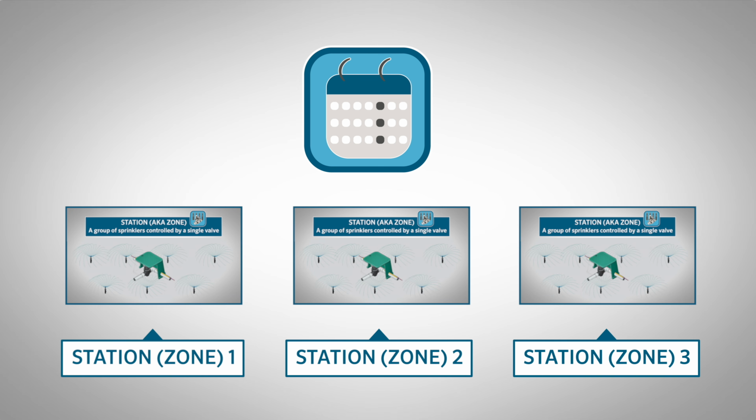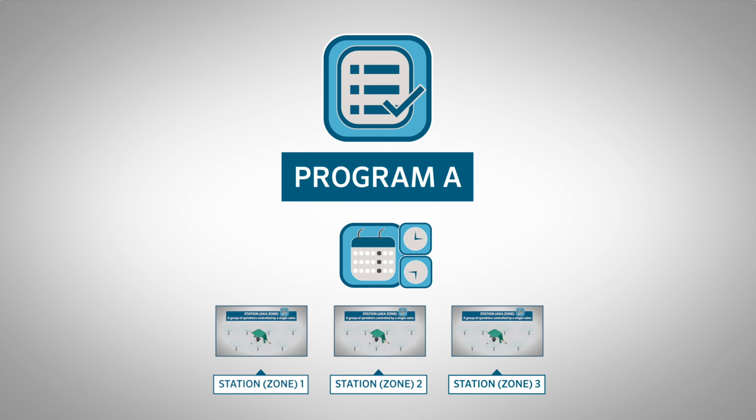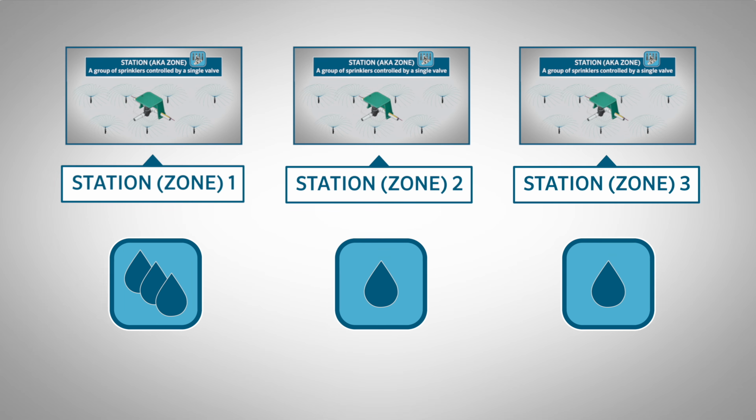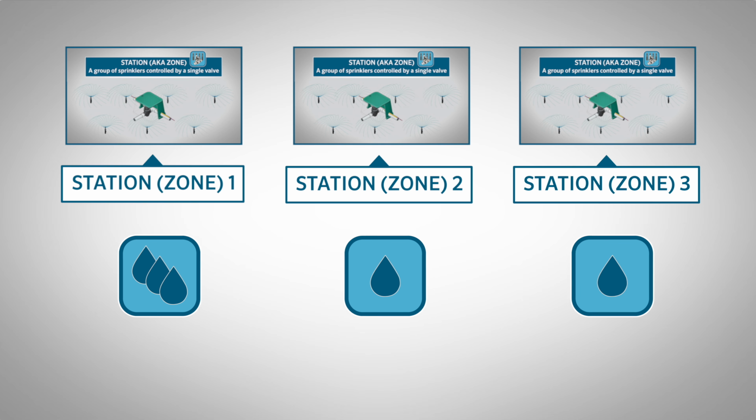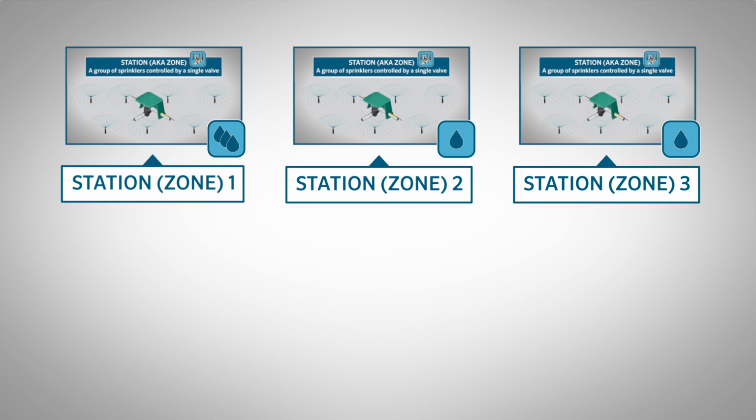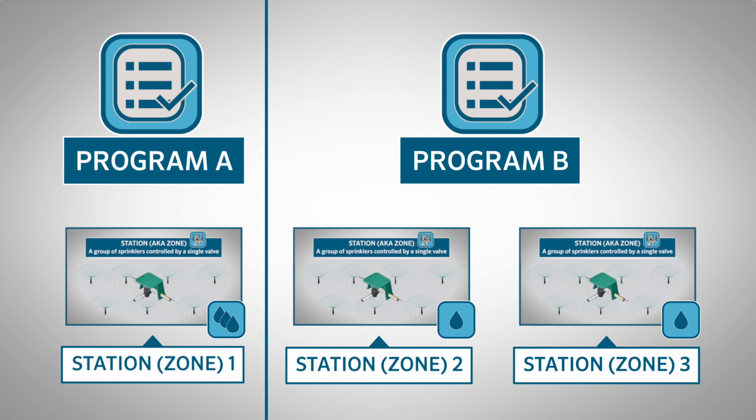If all stations will irrigate on the same days and the same number of times per day, then you could program them in the same program. However, if some zones need to be watered more or less often than others, then you'll need to separate them into multiple programs with different day schedules.